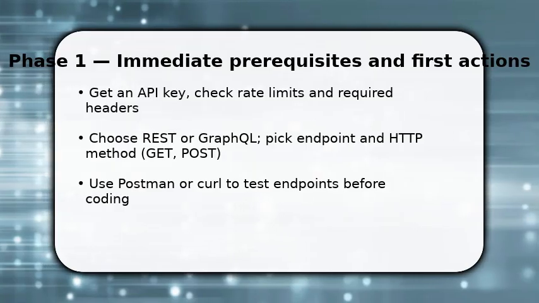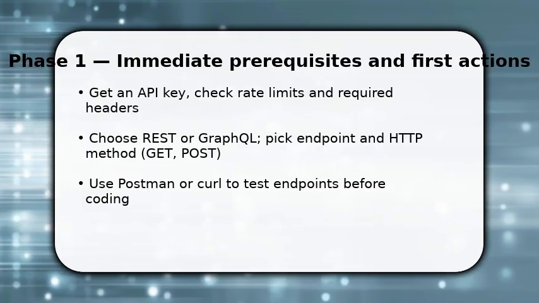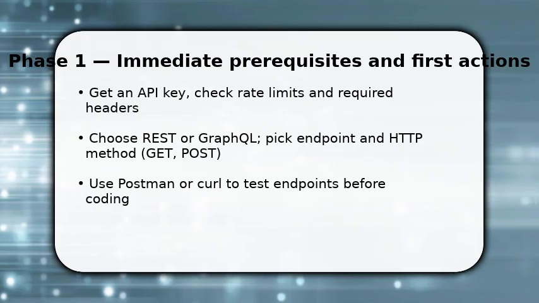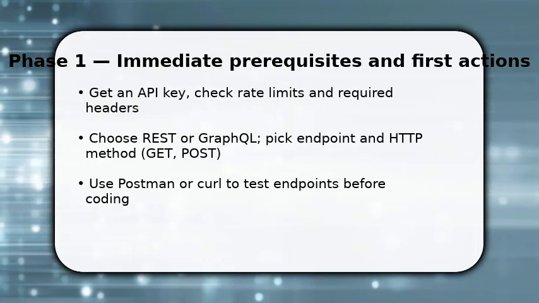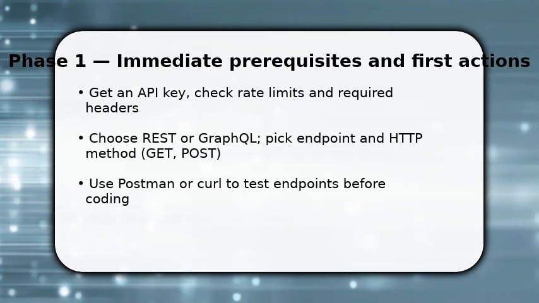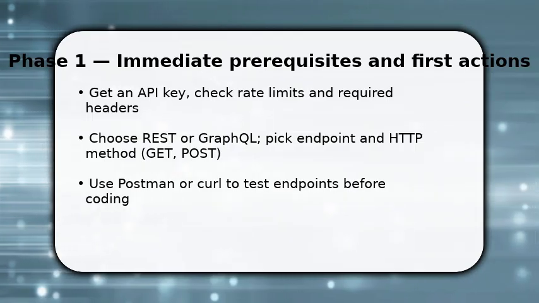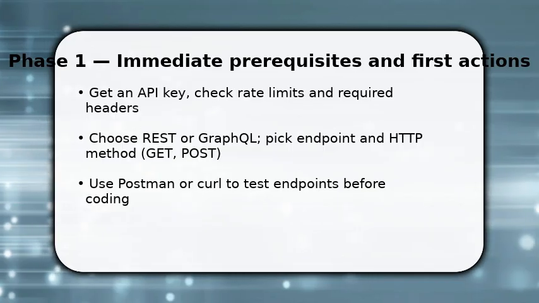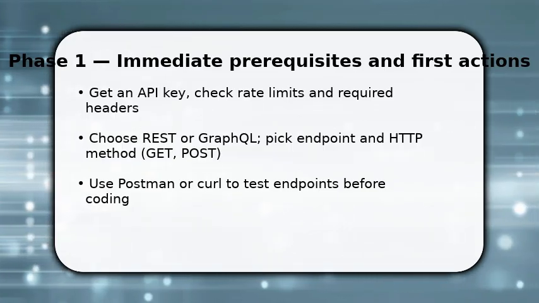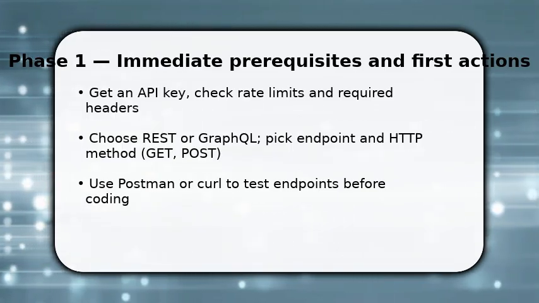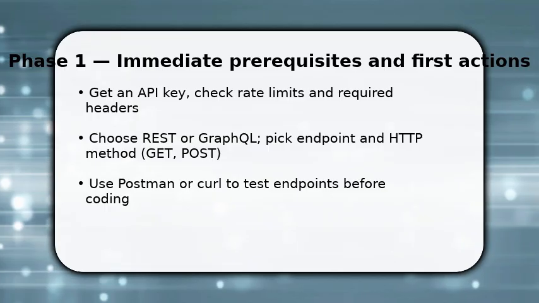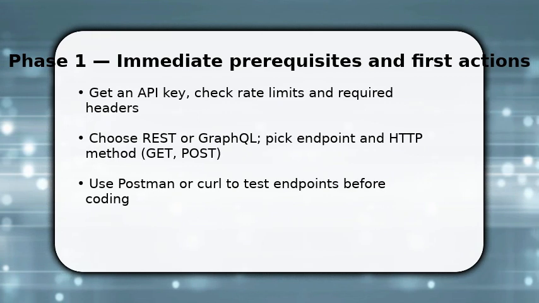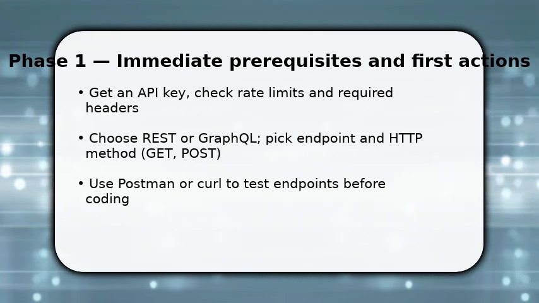You begin by verifying prerequisites: API key, endpoint, and acceptable methods. Once you have keys, test with Postman or curl to confirm responses. This avoids wasted code. Make sure to note required headers like authorization and content type, because missing headers cause 401 or 415 errors. Start with a simple GET to fetch sample JSON, then inspect status codes and body. This first actionable step proves the API is reachable and predictable.